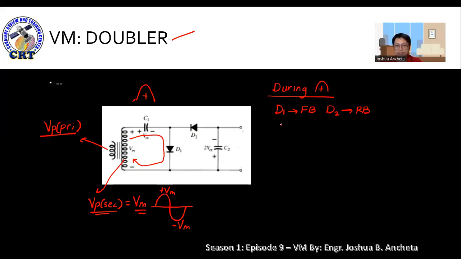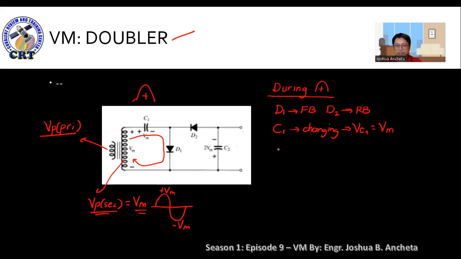So therefore, C1 is charging, and we can represent that as VC1. Okay? VC1 is charging in this loop. So VC1 is simply equivalent to Vm. Okay? So let us just disregard the voltage across D1 for the meantime.